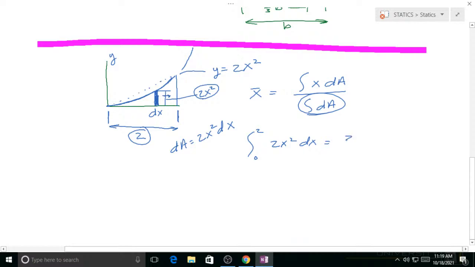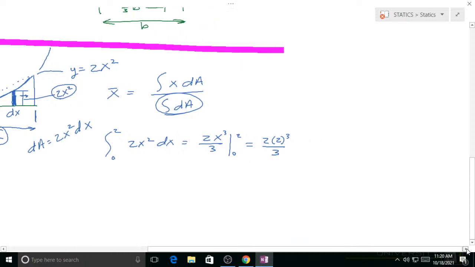Okay, so 2 times x to the third over 3, evaluated from 0 to 2. I think I'm okay. I can put in 0, but that's not going to give me anything. Put in 2: 2 times 2 to the third over 3. I don't know.